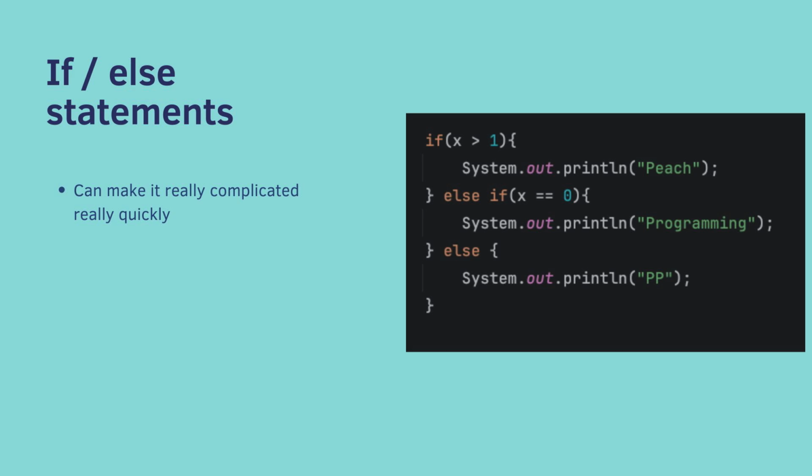Next up, we have else if. So you can check two things. So if you notice, on the second block, you have else if, so you can do another conditional check, and then if both of those fail, then you eventually get the else. As you can probably imagine, this can make it pretty complicated pretty quickly, so just be careful.